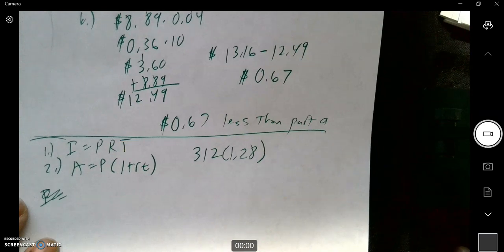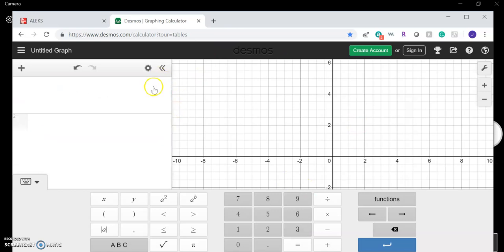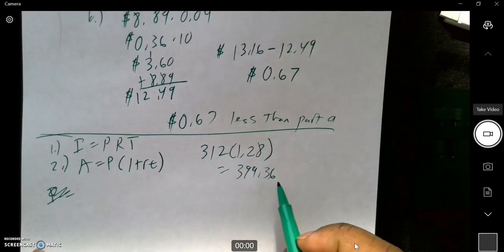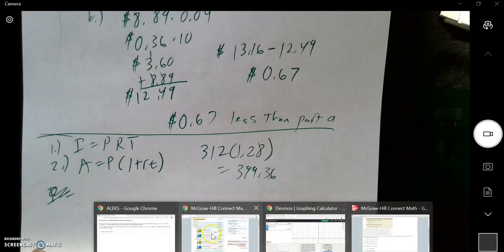So now we go here to the calculator. So we will have 312 times 1.28. And that would give us $399.36. Let me pull it back. So it's $399.36. Now we have to look at the tax implications here too.